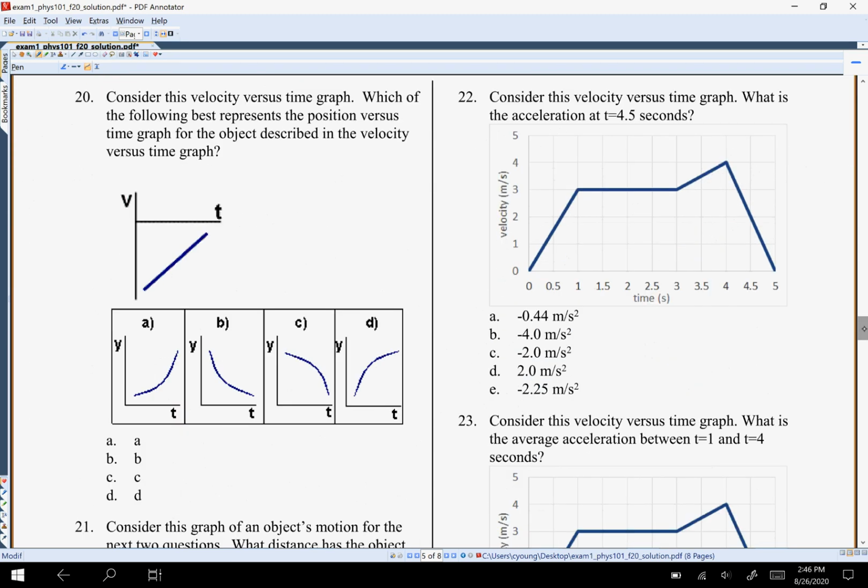Consider this velocity versus time graph. Which of these best represent the position versus time graph for this situation? Here I have a big negative velocity, and here I have a small negative velocity. So first, I'm going to get rid of the ones that don't have negative velocity, and I'm looking now for a big negative velocity and then a small negative velocity. So here the slope is big and negative, and here it's small and negative. Over here it's small and negative, and then big and negative. So B is going to be my right answer for number 20.